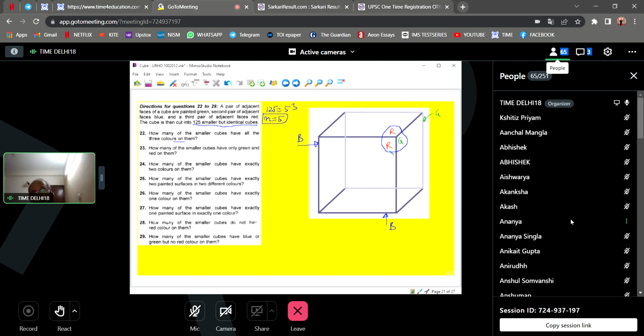Do I need this one? Does this have all the three colors? No. It has only two colors. I don't need this. Do I need this corner? ये green है, ये भी green है, ऊपर red है. दो green है, एक red है. Do I need this? No, I don't need this. This is one way to find how many of the smaller cubes have all the three colors. Check one by one.